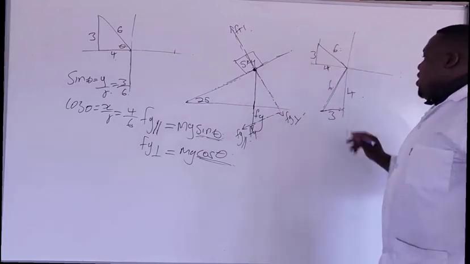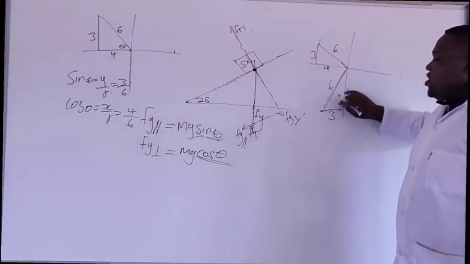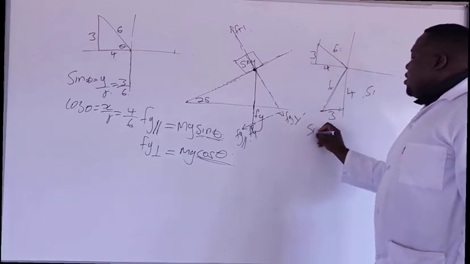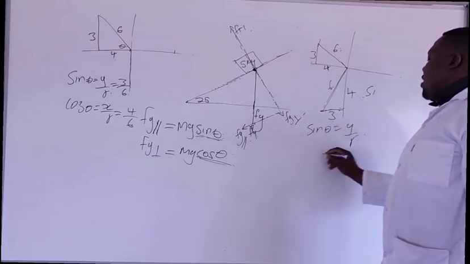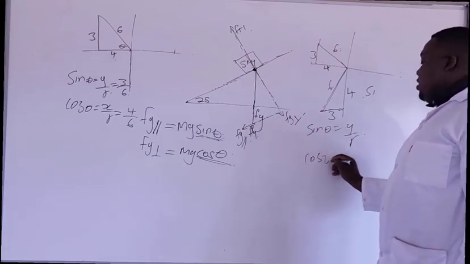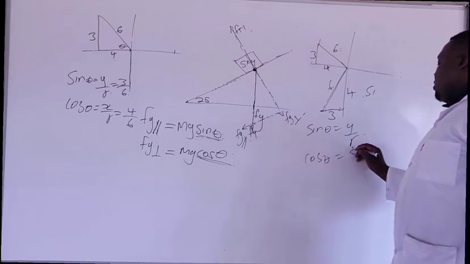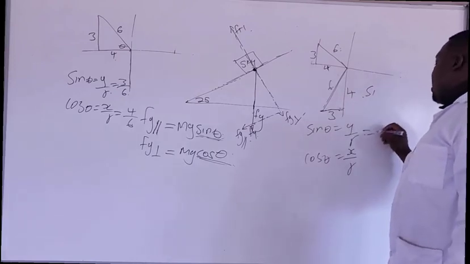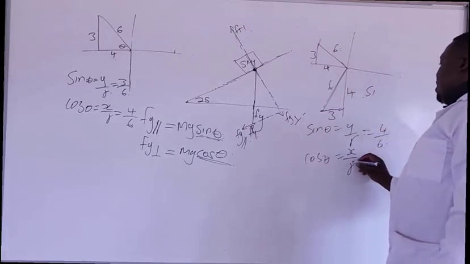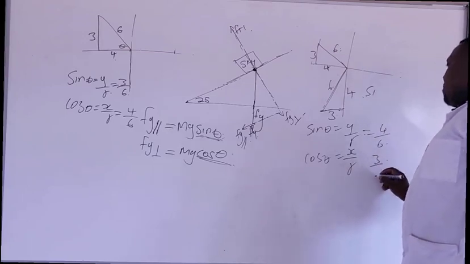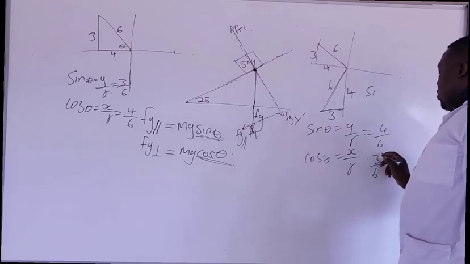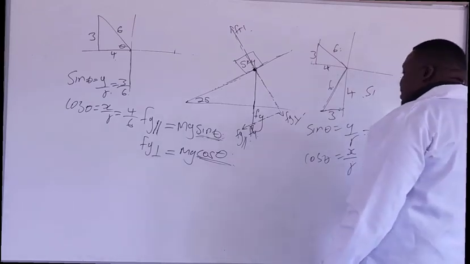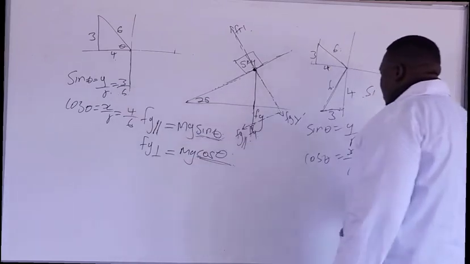Since we've shifted the triangle, let us do the same thing. Sine theta is equal to y over r, then cos theta is x over r. Let us see. Using this triangle, which one is y? Y is 4, so it's 4 over 6. Using this one, what is x? X is 3 over 6. Let us check. Cos is 3 over 6 this side, and 3 over 6 this side is sine. Can you see, when we compare?